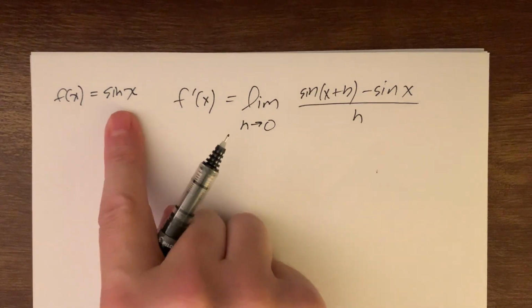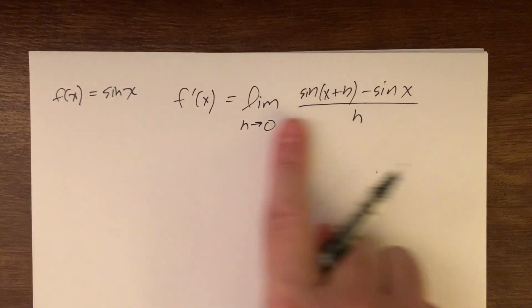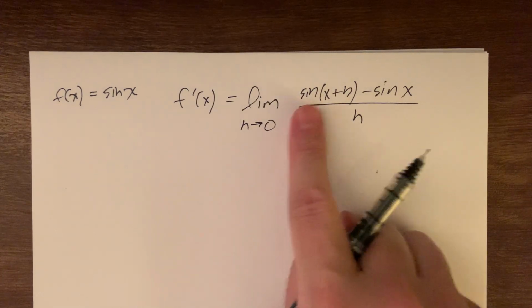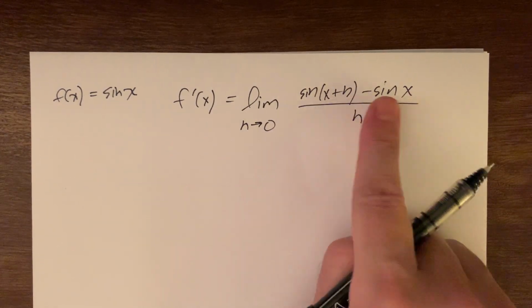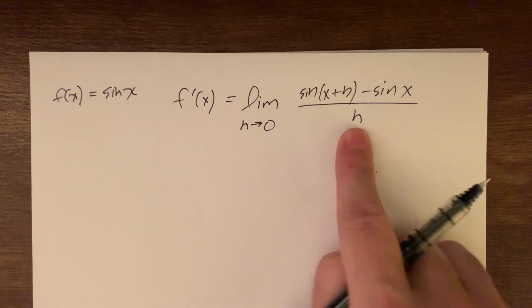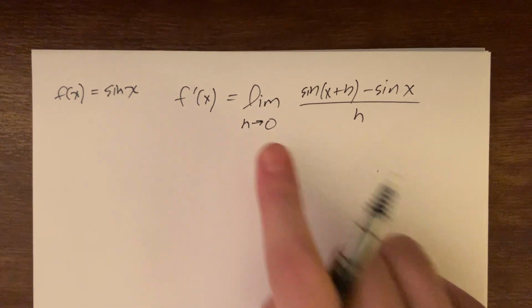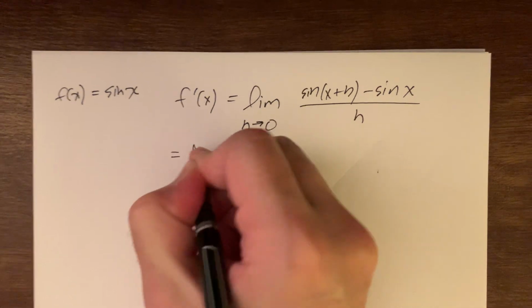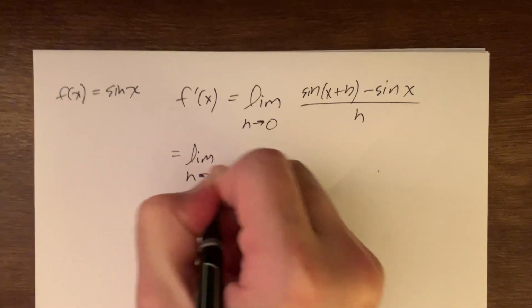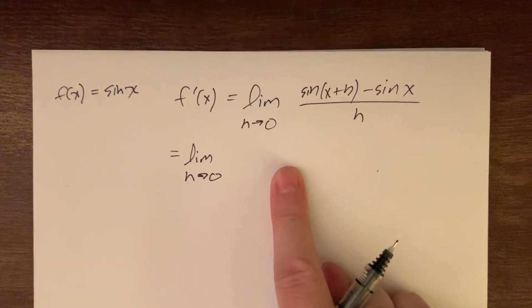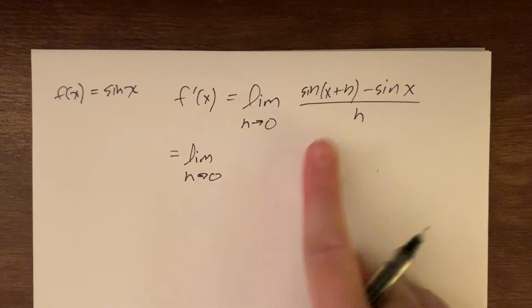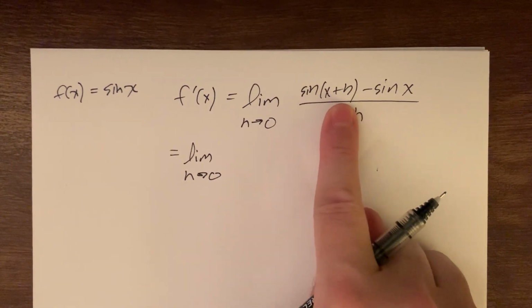If my original function is sine x, this is our limit definition: sine of x plus h, f of x plus h minus f of x, all over h, limit as h approaches 0. But now, again, remember, you're going to get the result. That's what you're going to need. But I want to show you where that comes from. And I'm going to use the angle addition formula.